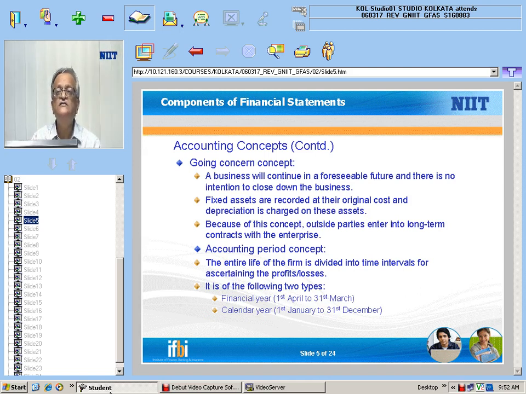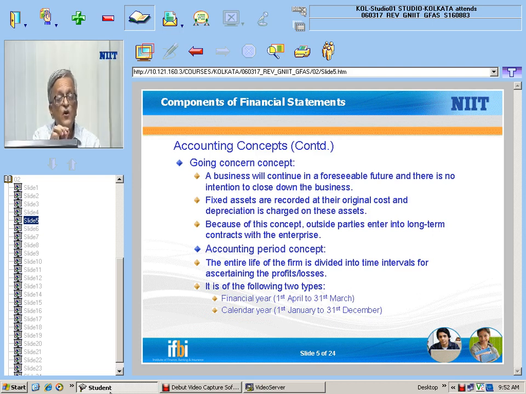Foreseeable means anything that we can see in the future. Foreseeable, in the near future. That is the meaning of foreseeable future. And there is no intention to close down the business. So the business which is there is a running business which will continue in the future. That's why it is called going concern concept.